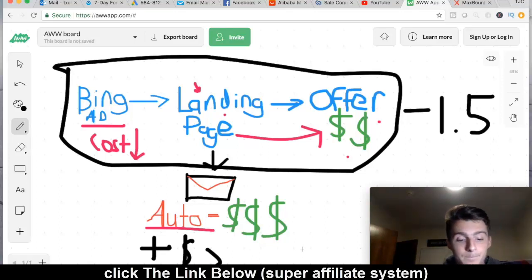Let that sink in. Now, what would you do now? Does it make sense to now throw back another $100 on your Bing ads and make another $1.50 per person? Make $150. Okay, let's take that $150, throw it back in. And now you're rolling. You're absolutely rolling.